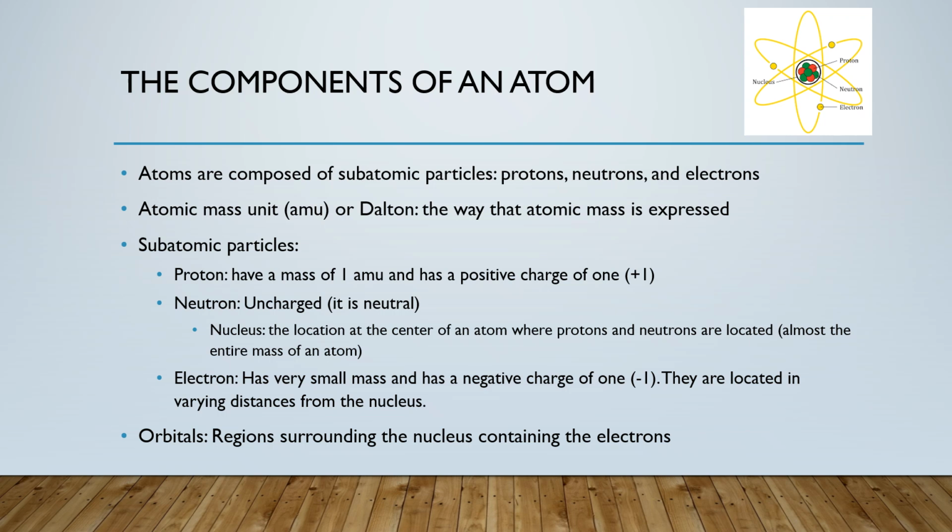Atomic mass unit is a standard unit for measuring atomic mass, also known as Dalton. The nucleus is the center of the atom and contains the protons and neutrons and holds almost all the atom's mass. The orbitals are areas around the nucleus where electrons are located.